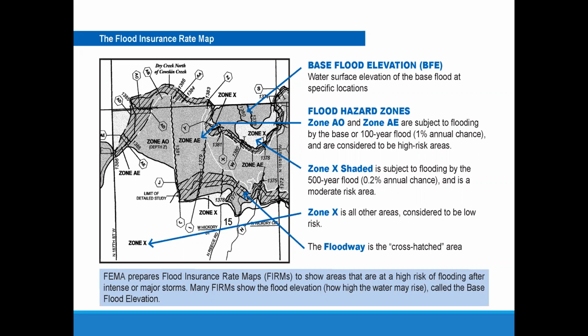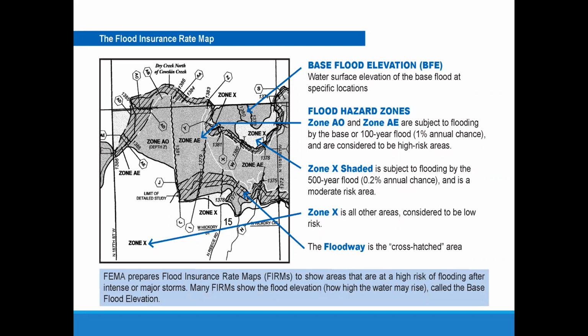And then shaded zone X. So that is pointed out. It's on the right side of this map. And so the shaded zone X is the 500-year floodplain. So it's a 0.2% annual chance flood. And so this is actually considered a moderate risk area. It's not part of the regulatory floodplain unless you adopt it into your ordinance that you do regulate this area. Otherwise, it's advisory that this is a moderate flood risk area.